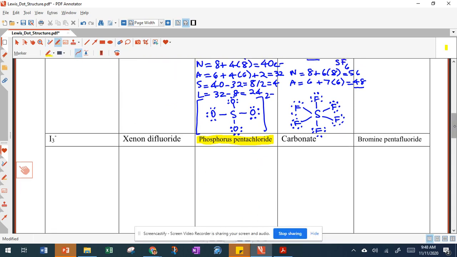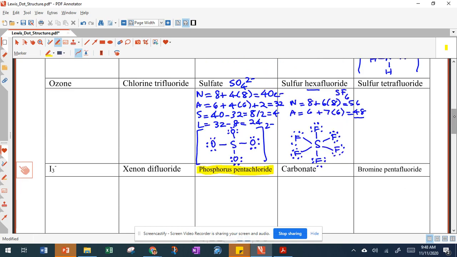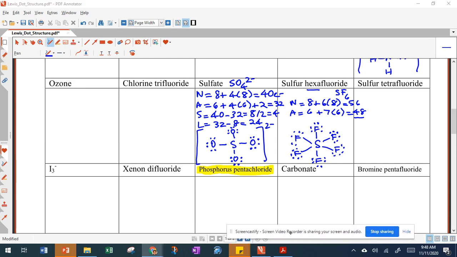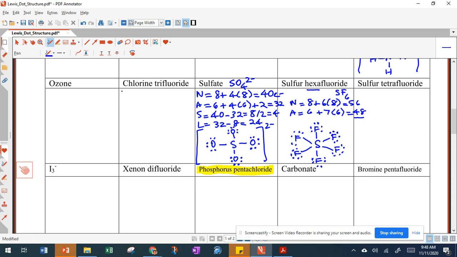Okay, so now I want to go over another type of expanded octet, which will not be as obvious because you won't see hexa or penta in the name. So let's go over chlorine trifluoride. For chlorine trifluoride, if you were to start doing the NAS/L method, you would start getting some very strange answers. So let's do the needed.